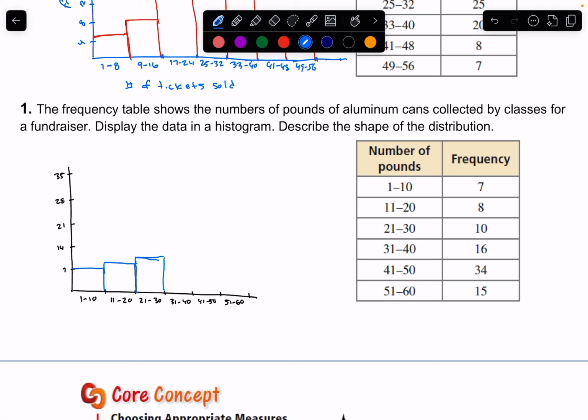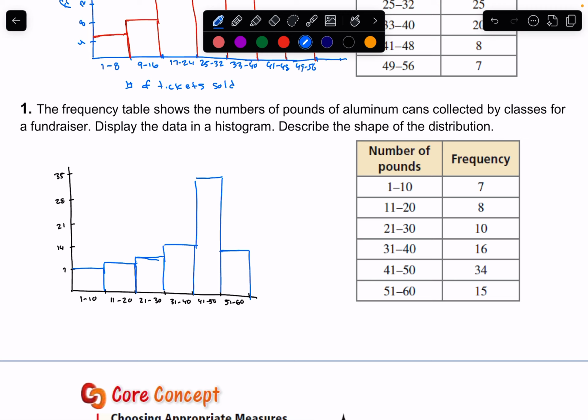31 through 40 goes up to 16. So I got to get above the 14, but not up to the 21 yet. 41 through 50 goes clear up to 34. Holy smokes. Okay. So that makes a big leap. And then 51 to 60 is down back at 15, which is somewhere around here. Yeah, maybe pick better numbers than me.